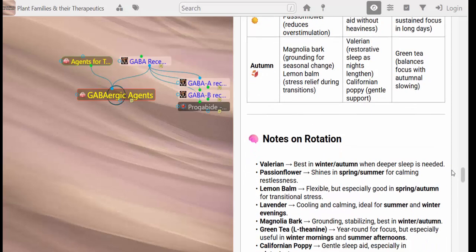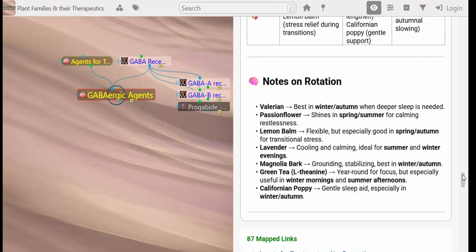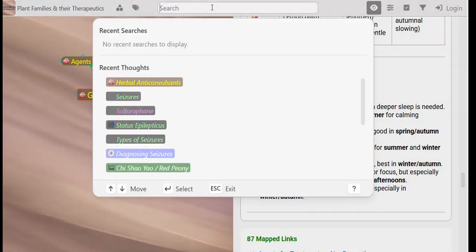And here's some notes on rotation. Valerian is best in the winter and autumn when deeper sleep is needed. Passion flower shines in the spring and summer for calming restlessness. Okay, so I think you get the idea about that. Let's go back to our herbal anticonvulsants.